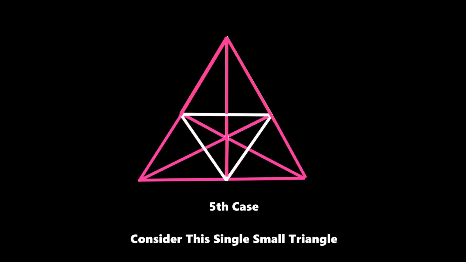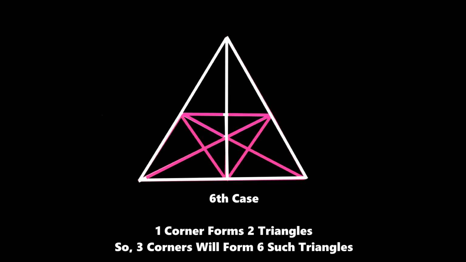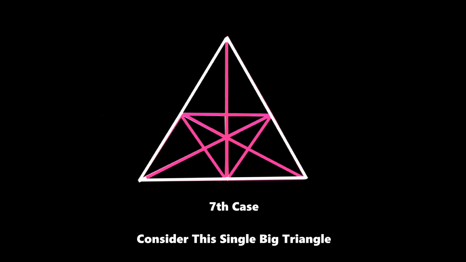For the fifth case, consider this single small triangle. For the sixth case, big triangle corner forms 2 triangles. So 3 corners will form 6 triangles. For the seventh case, consider this single large triangle.